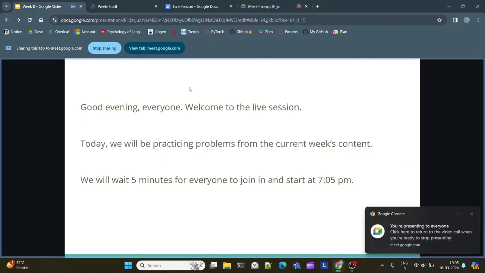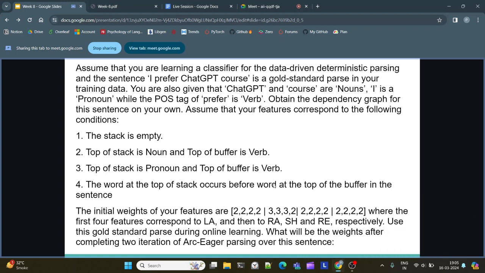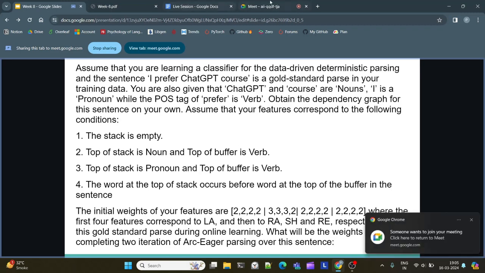Okay, good evening, everyone. So, let's get started. Today, first we'll be discussing one of the doubts that were asked in the last class. We'll be understanding the data-driven approach for the transition-based dependency parsing. We'll go over that problem first, and then we'll take up further practice problems from week 8's content.